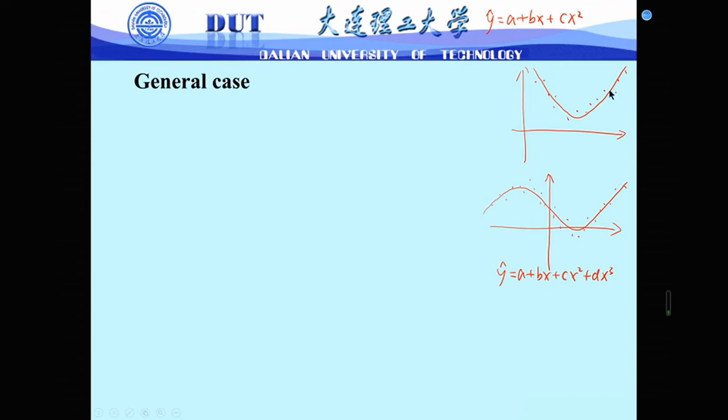In this case, we can use a quadratic polynomial. In this case, we can use a cubic polynomial, right? Of course, for applications, you can try first to use a low degree polynomial. And if the error is big, the accuracy is not good, then you can change the degree of the polynomial, or you can change the type of function. It's okay? So now here, I show you the general case.